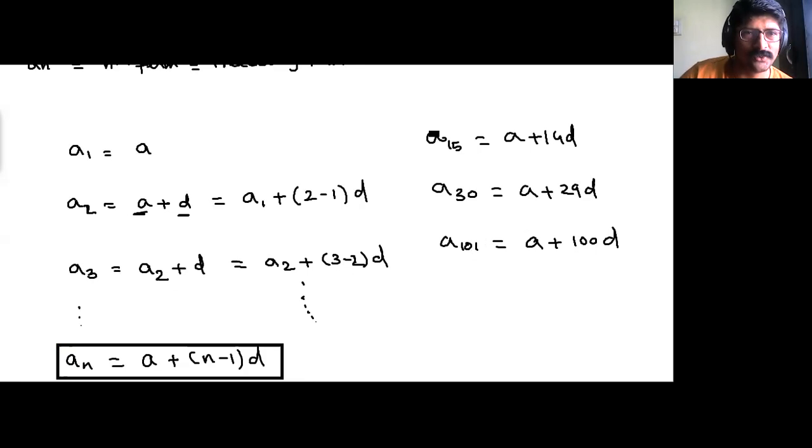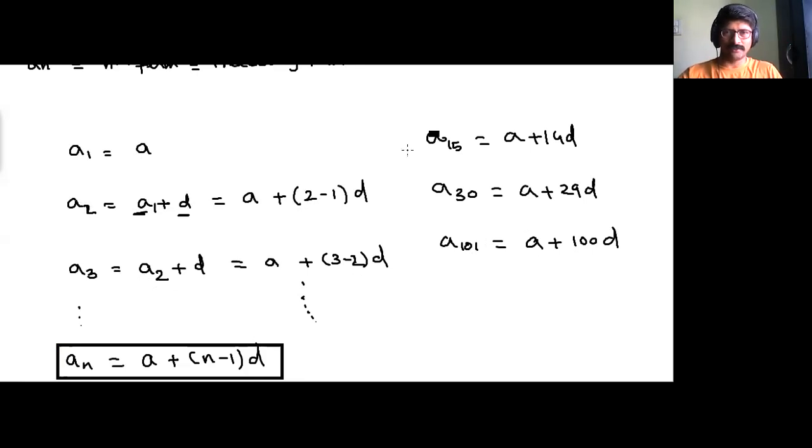Basically I should have written over here as a1. So a1, and a2 would be nothing but a1 plus d. So what is a1? A, plus 2 minus 1 d. Then what will a3 be? A2 plus d. And like that. What is a2? A plus 2 minus 1 d plus d. And so on. I hope you got the derivation perfectly, isn't it?